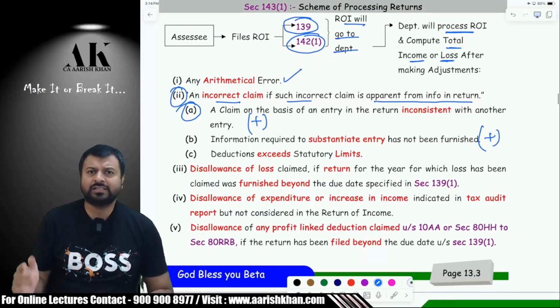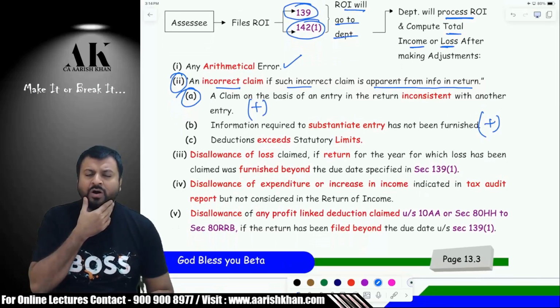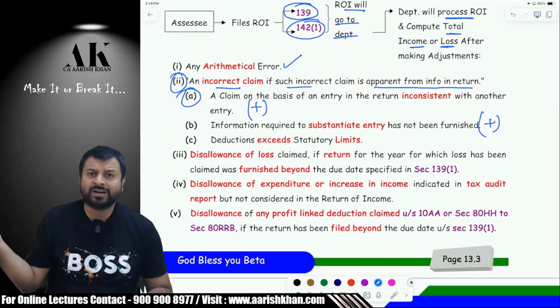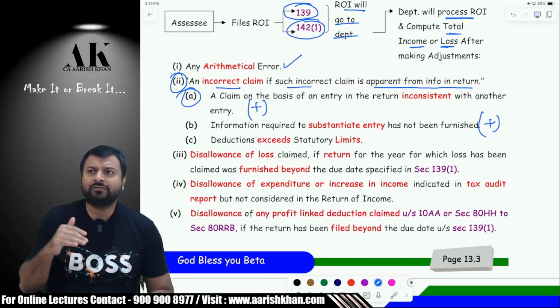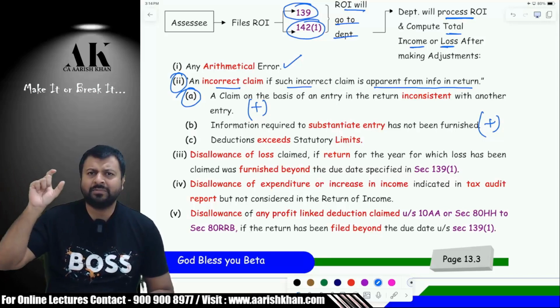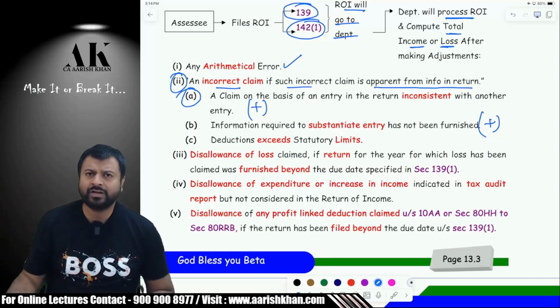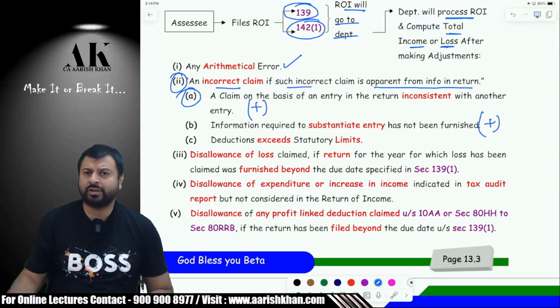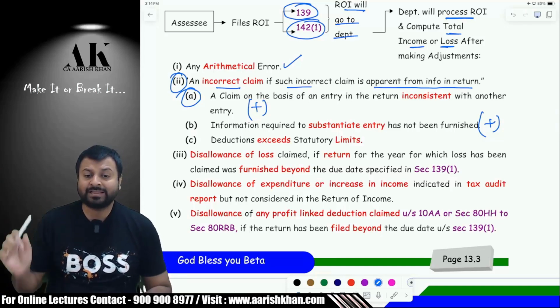And the third one is very simple. Your deduction exceeds the statutory limits which are mentioned under the law. Your deduction exceeds the limit of ATC 1,50,000. Your deduction exceeds the limit of 30% house property deduction, or any other deduction where there is a limit which is prescribed by the government in monetary term or percentage or fraction or ratio, whatever it is. Okay. So software will add back that particular thing.